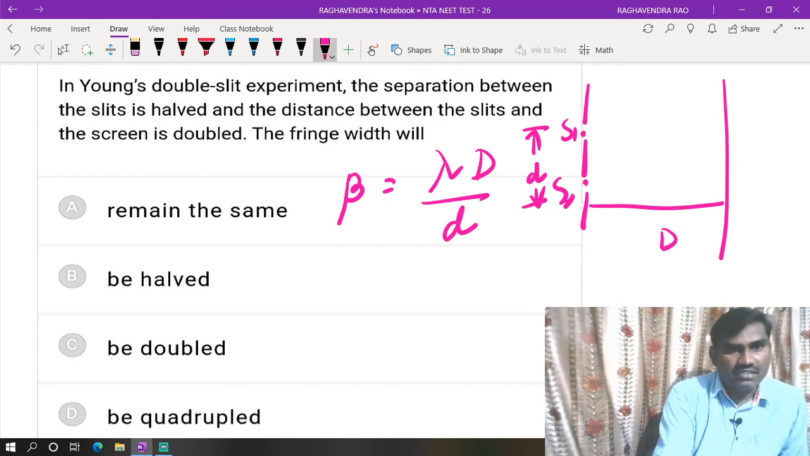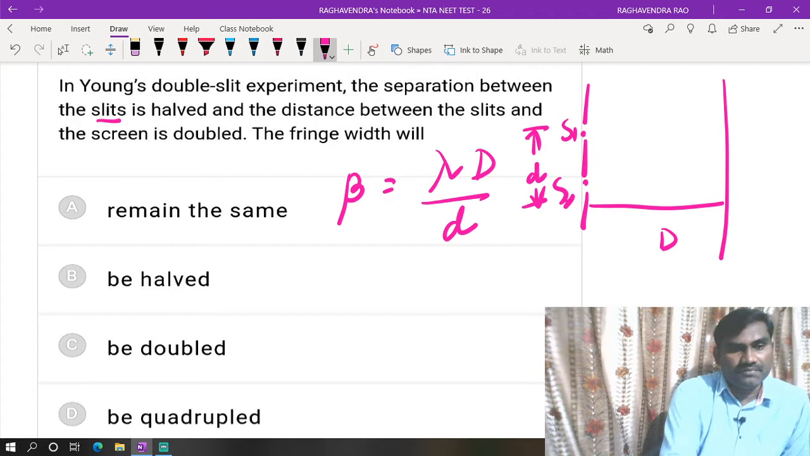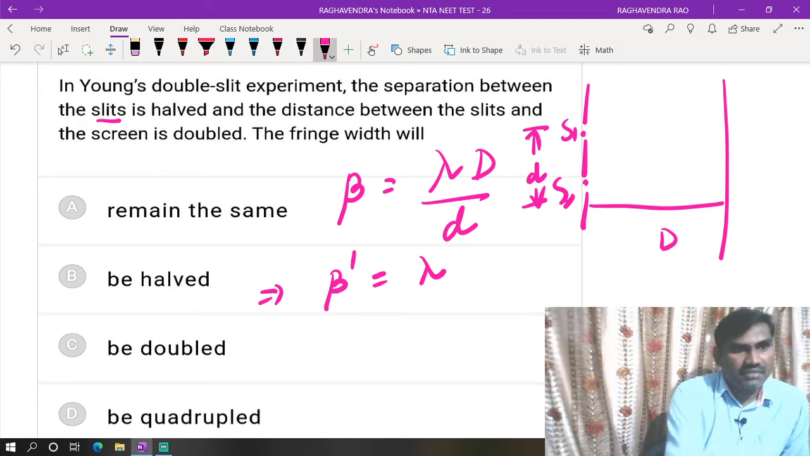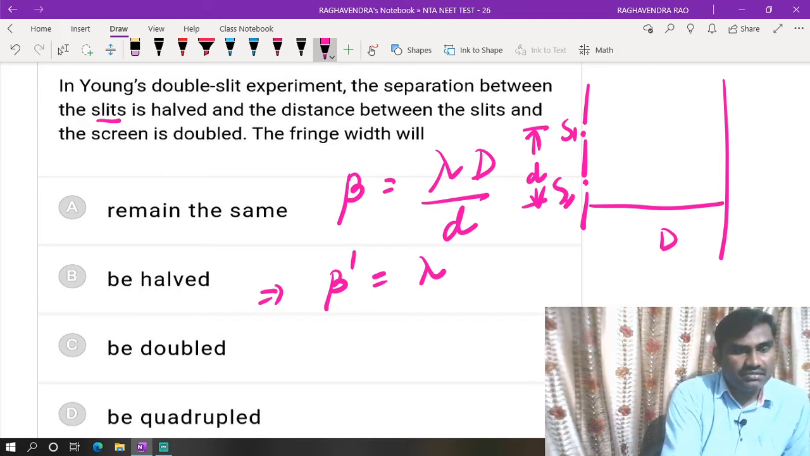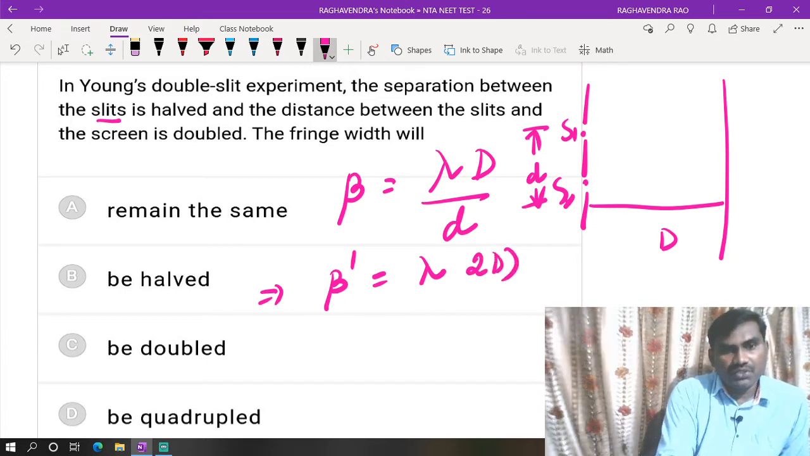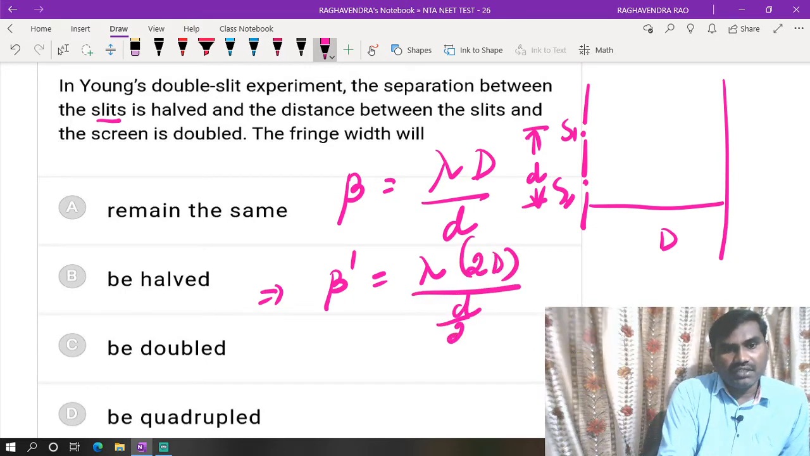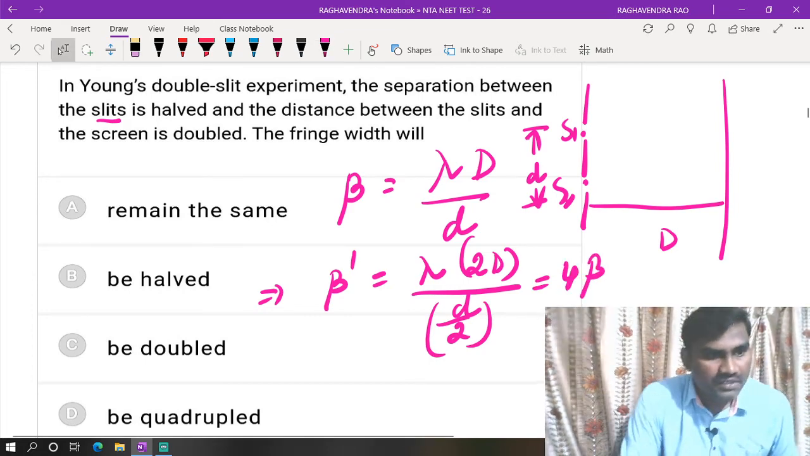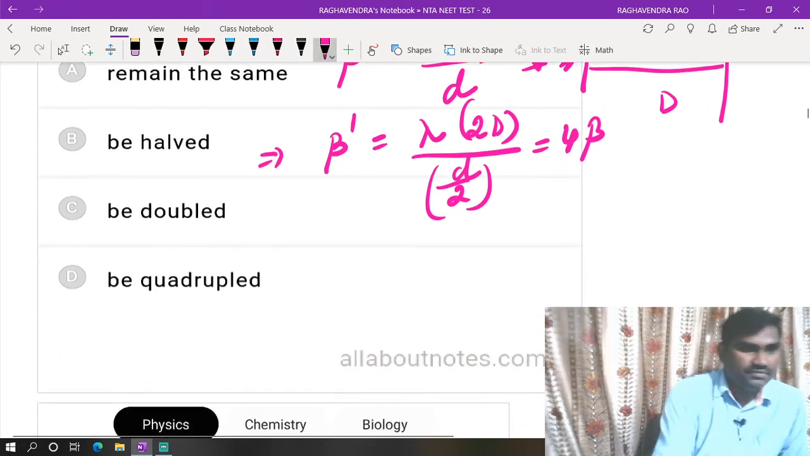Now what happened? The separation between the slits is half. So beta dash is equal to lambda into capital D, over the separation between the slits. That means small d is half and capital D is double. That means this will be 2D by d by 2. This will be equal to 4 into beta. So it will be quadruple.